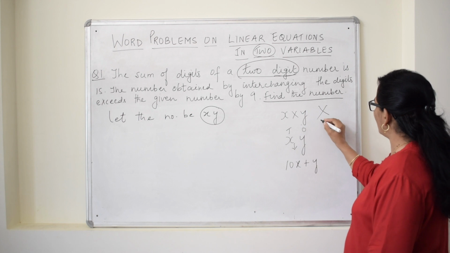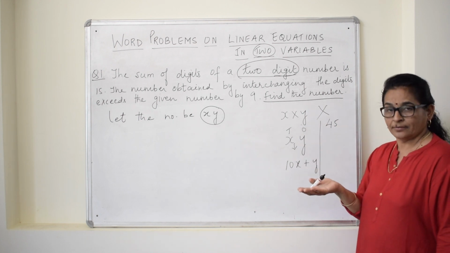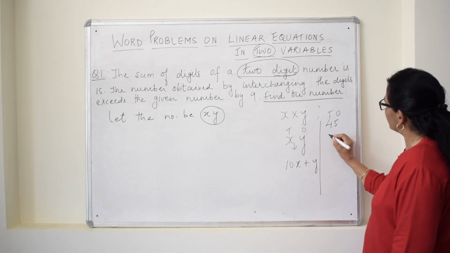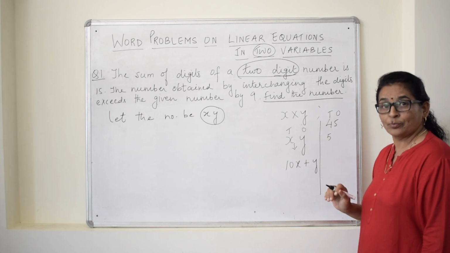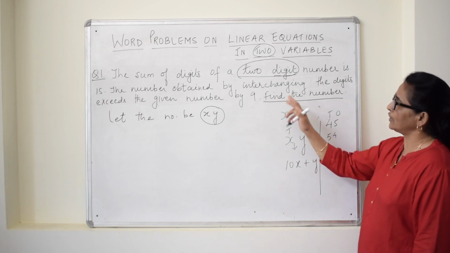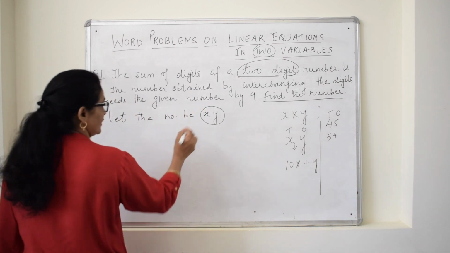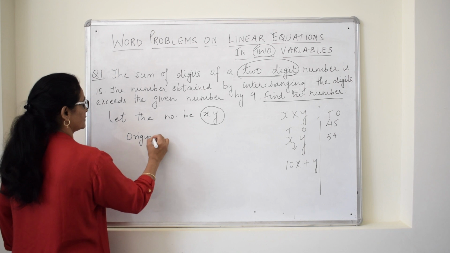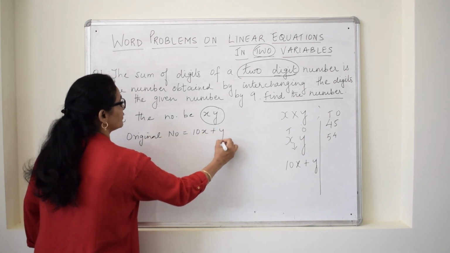The previous example I gave you, 45, if you interchange the number, then whatever was on the tens place will come to the ones place and the ones place will go to the tens place. So the interchanged number is 54. Same thing we have to do over here. So the number assumed is xy. We can just call it the original number. Original number is 10x plus y.